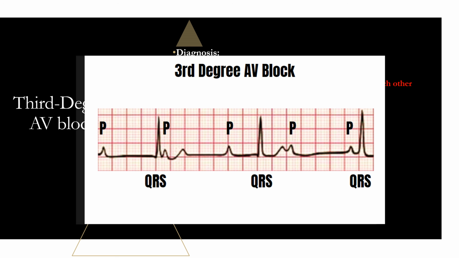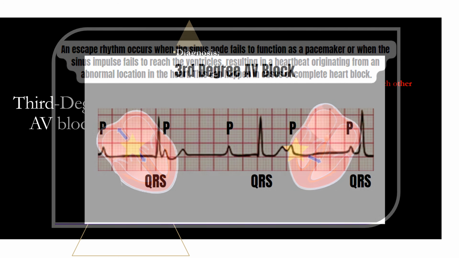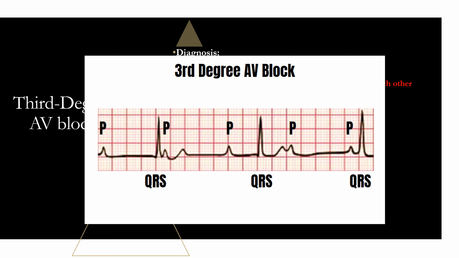And these are called escape rhythms. And while these escape rhythms can be slower and at times unreliable, they're essentially the only thing keeping the patient alive and preventing a sudden cardiac arrest. All right, so that's the first and most important thing to be aware of on ECG, that AV dissociation, no relationship between P waves and QRS complexes.